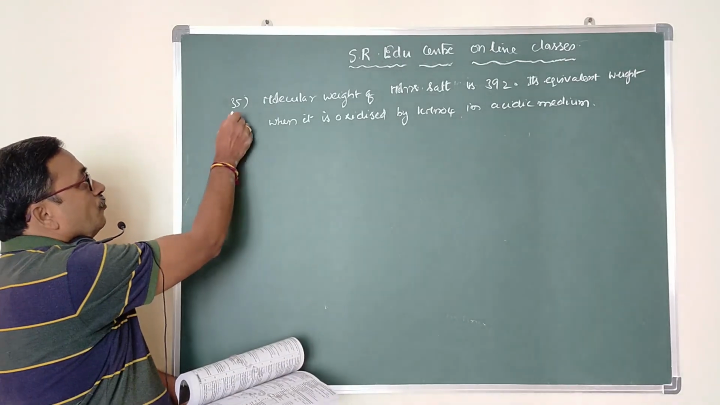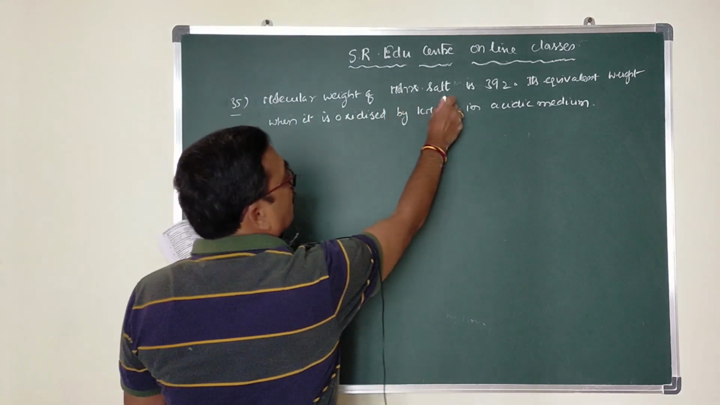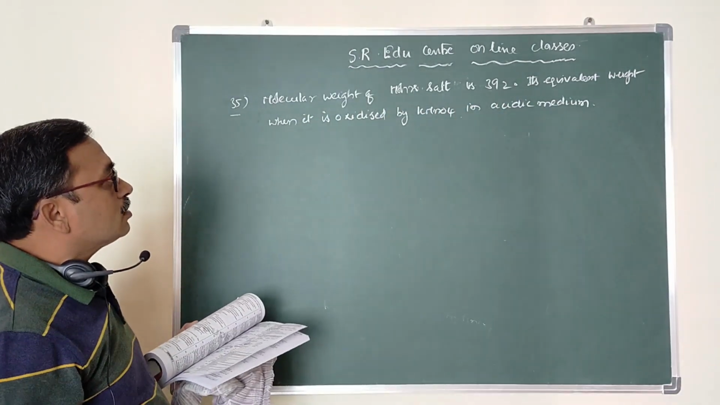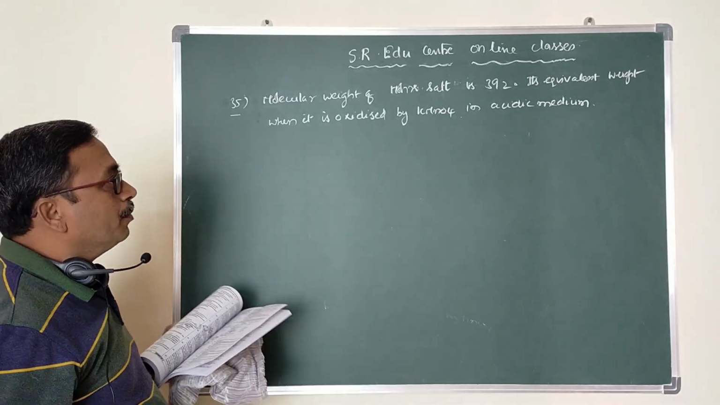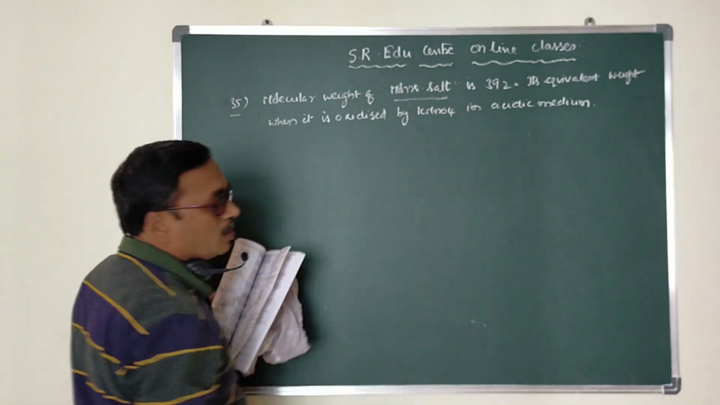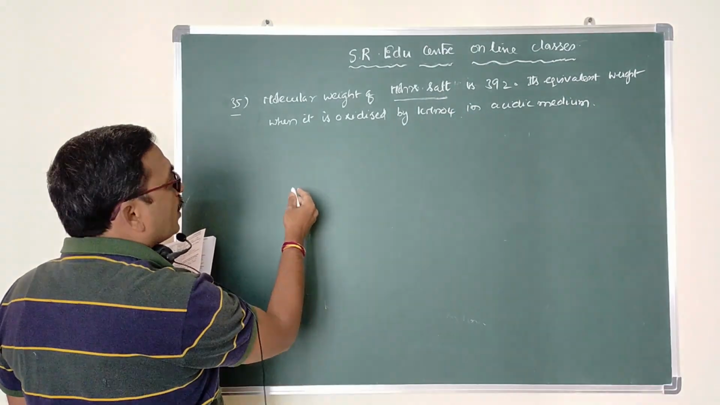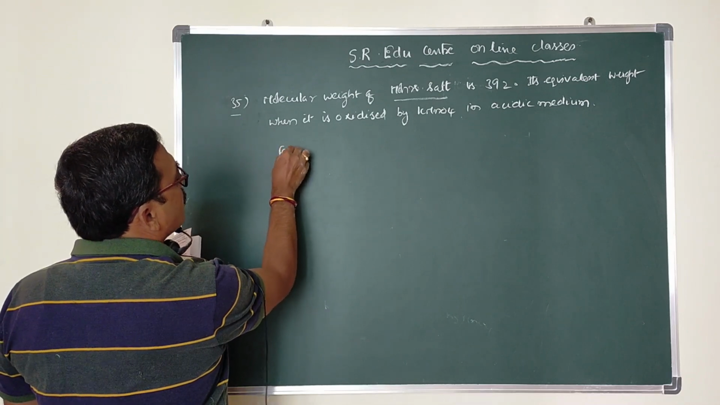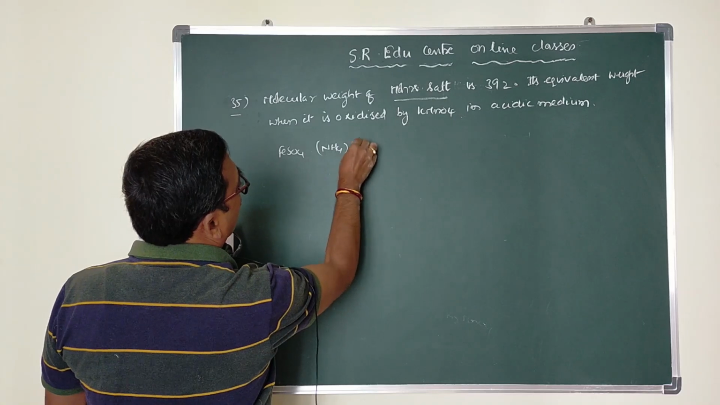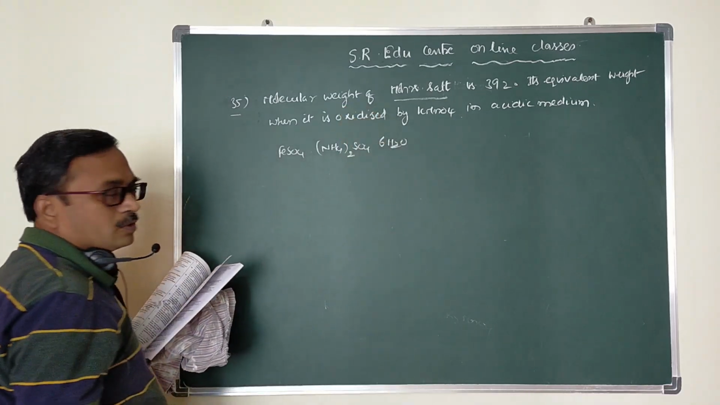Next question is 35. The question is, molecular weight of Mohr salt is 392. Its equivalent weight when it is oxidized by KMnO4 in acidic medium. Here you have to remember the formula of Mohr salt, very important. Mohr salt is ferrous ammonium sulfate. Formula is FeSO4, (NH4)2SO4, 6H2O. This is the formula for Mohr salt.